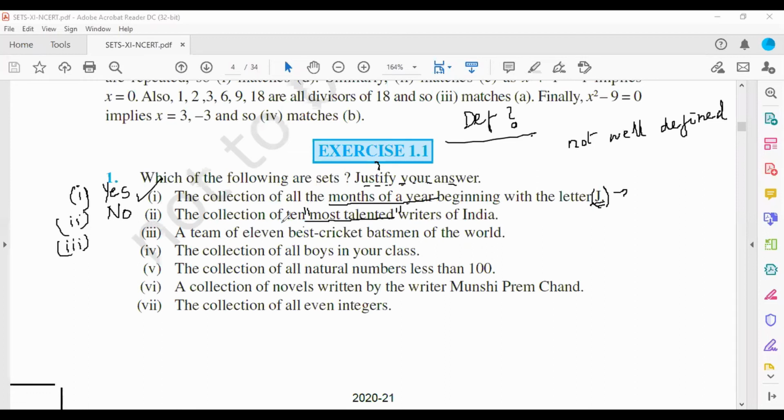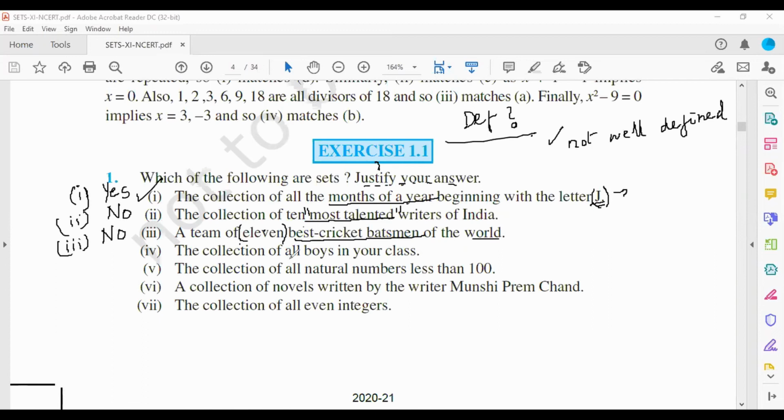A team of 11 best cricket batsmen. The same thing as most talented. A team of 11 in our current country team maybe can be given, but not the best batsmen in the world. Again, the explanation why it is not a set: it is not well defined.